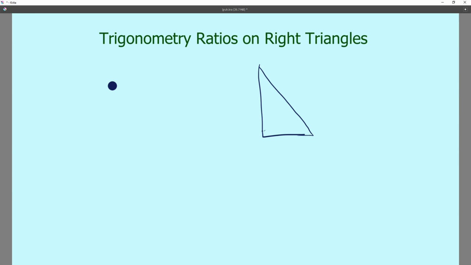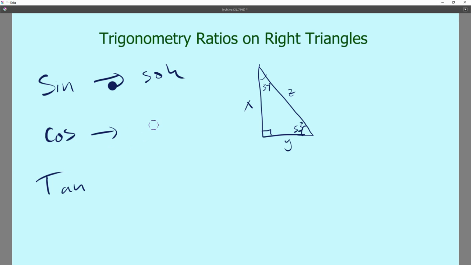So you can't do this on other triangles, but if it's a right triangle, you have two angles that you can use this on. Say this is like a 37 and this has to be 53 because you guys know that they add up to be 180, right? These three angles. And I say this is x, y, and z. So remember the three trig functions are sine, cosine, and tangent.